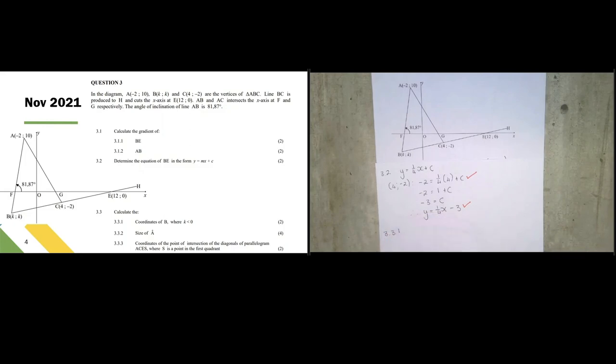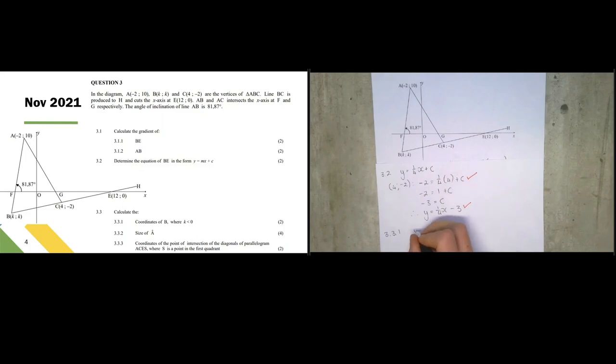3.3. They ask us to calculate the coordinates of B, where k is smaller than 0. So now I must get the coordinates of B. There are 2 ways I can do this. I can either use the gradient formula because I do know what the gradient is, or I can just substitute this coordinate into the equation of the line BE. I'm going to go with the second option because that's our easiest one.